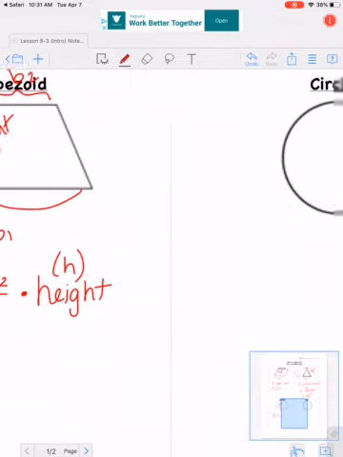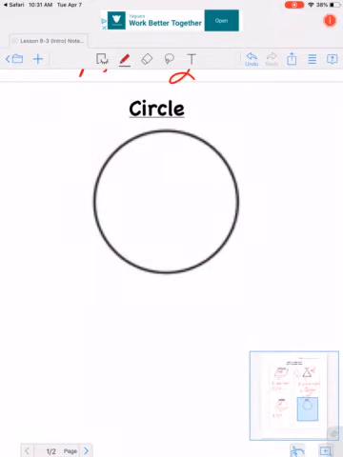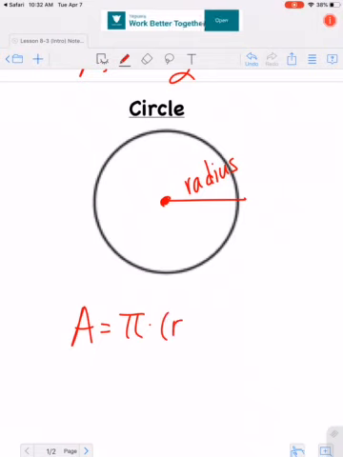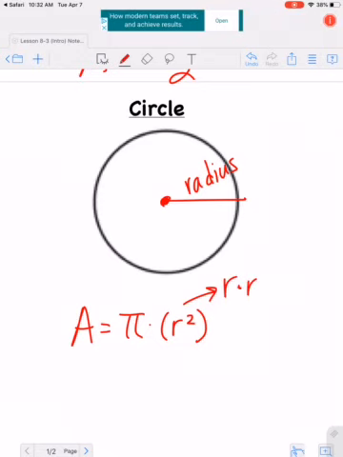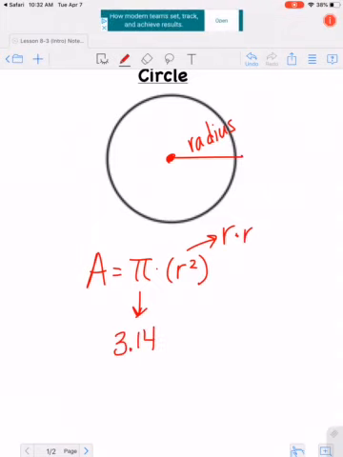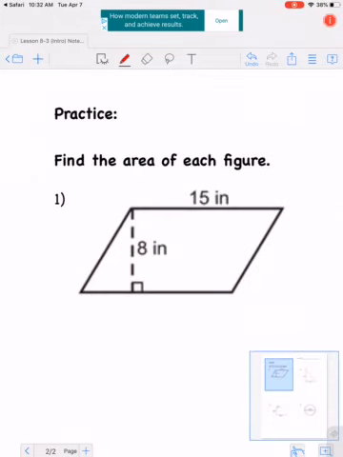And then for a circle, in the center of a circle we usually have a dot. From the middle to one edge of the circle is called your radius. So our area is going to be pi times your radius squared. Remember, radius squared means r times r, not r times 2. And for pi, if you don't have a pi button on your calculator, you could always use just 3.14. Okay, go ahead and flip it to the back side, and we're going to try some practice problems.